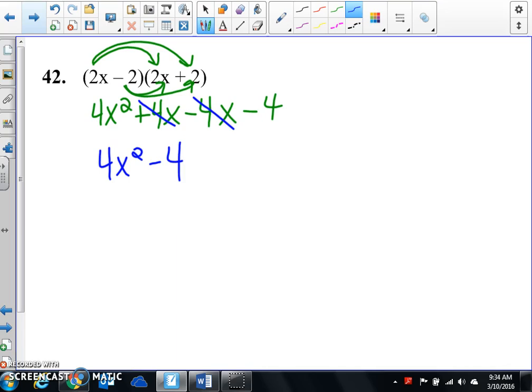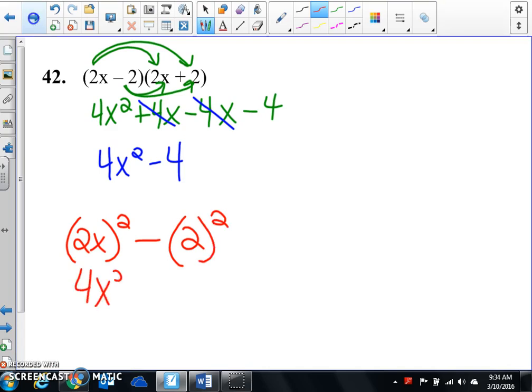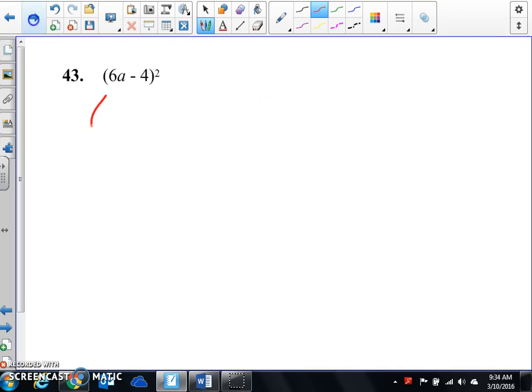Once again, on this one, I could check myself using special products because my first term is identical, my second term is identical. So I would say 2x squared minus 2 squared. 2 squared is 4, x squared is just x squared, 2 squared is 4. So sure enough. All right, I expand this by making it 6a minus 4 times 6a minus 4, and now I can FOIL.